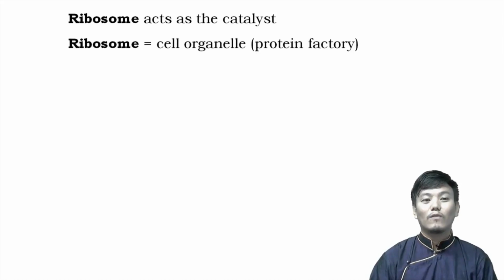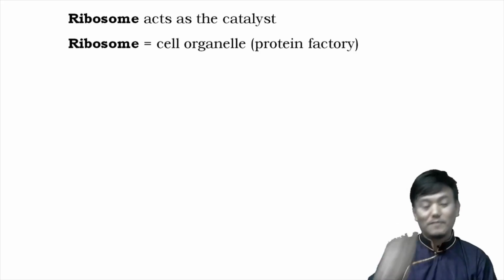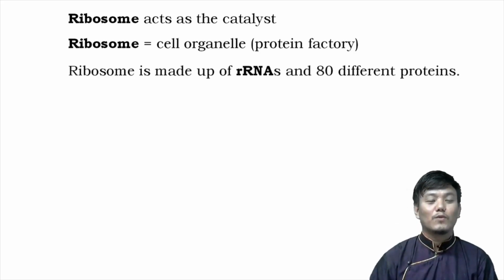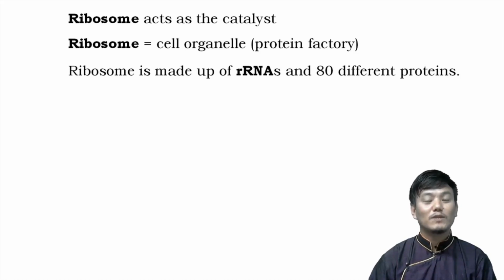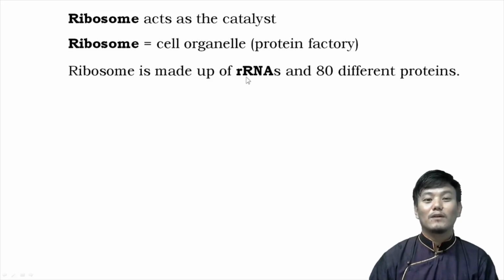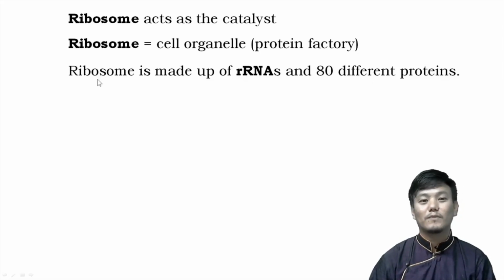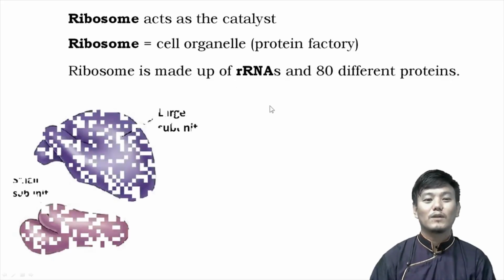If you recall, the ribosome is a cell organelle, and it is also called the protein factory. So what is the ribosome made up of? The ribosome is made up of ribosomal RNAs, rRNAs, also called structural RNAs, and in association with 80 different proteins, the ribosomal RNAs form the ribosome.